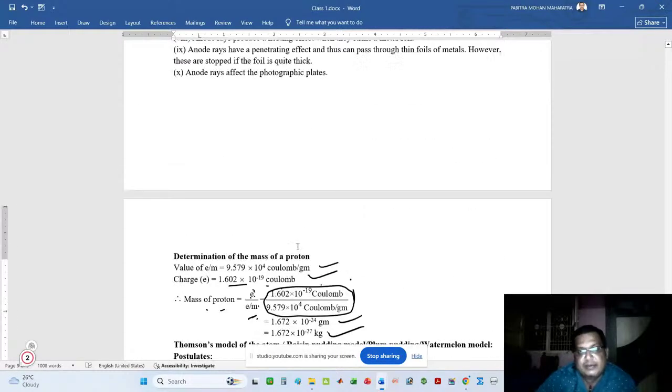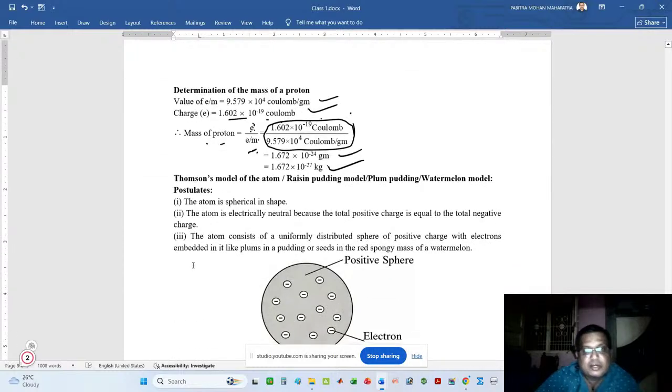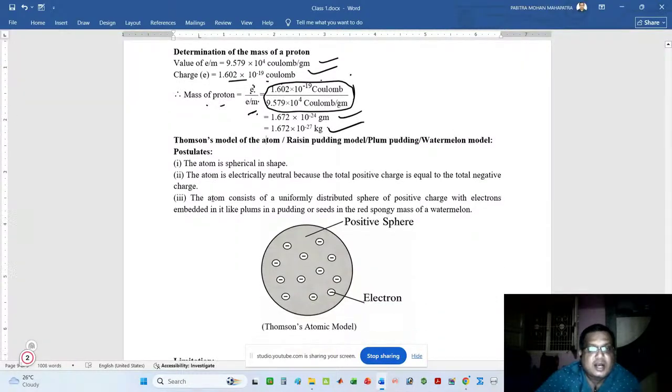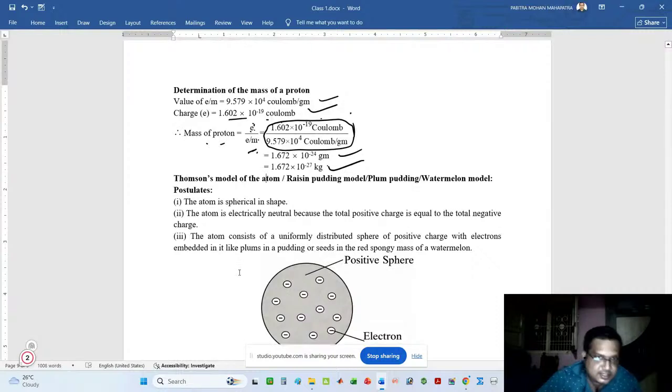In the next period I will explain what the Thomson model of the atom is, which is also called the plum pudding model, or watermelon model. I will explain in the next period. For this class this is sufficient.